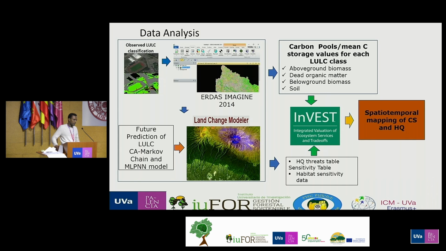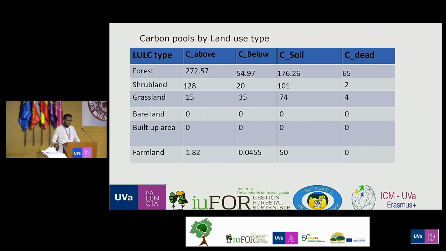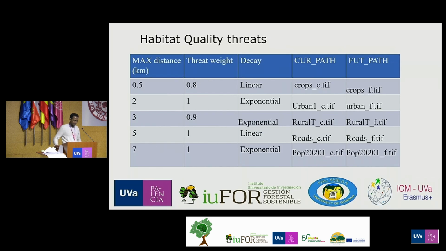And the same procedure for habitat quality, we assigned the habitat suitability values for each land use and land cover, and by considering different threat data, we ran the InVEST habitat quality model and prepared maps that show the habitat quality of the study area. This is the carbon pool data by land use, and this is the habitat quality threats: their maximum distance, the threat weight, the respective decay functions. For this study, I used urban areas, rural towns, roads, and population density as threats for habitat degradation, and the respective decay function and the threat weights.